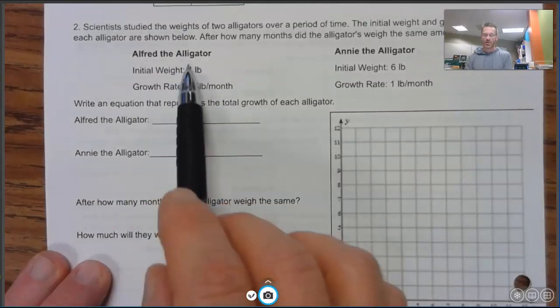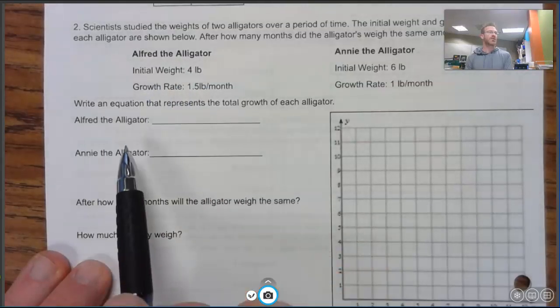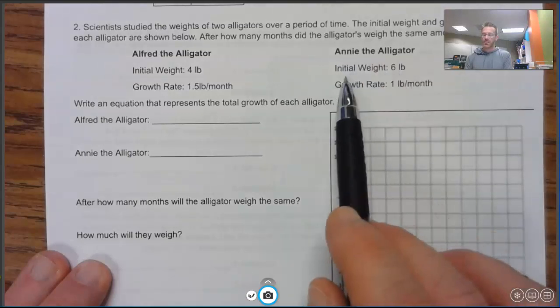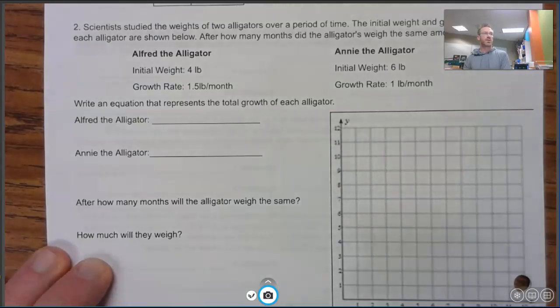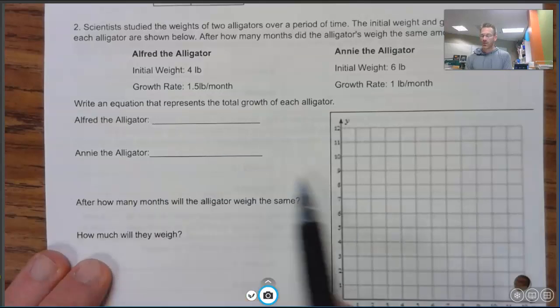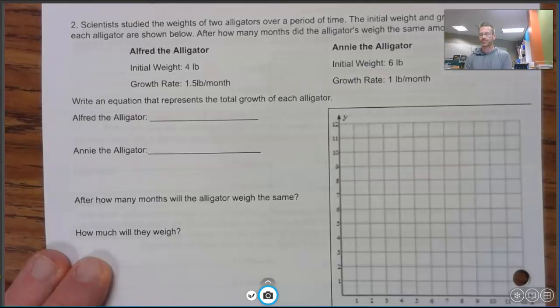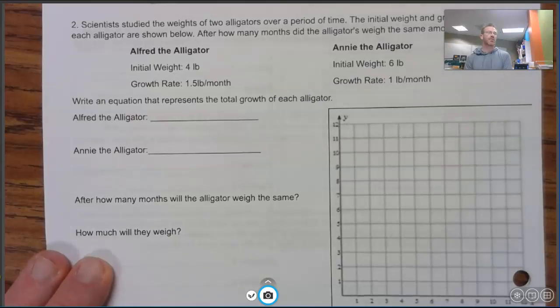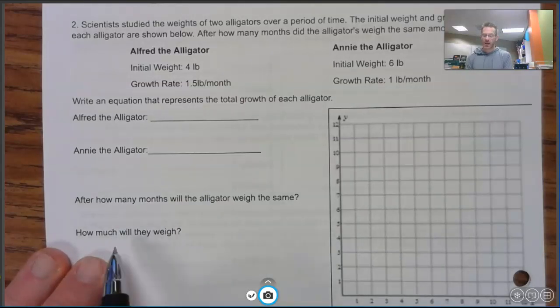And we have Alfred here who has an initial weight of 4 pounds, and his growth rate is 1.5 pounds per month. Then we have Annie whose initial weight is 6 pounds and her growth rate is 1 pound per month. So once again, I want you to pause the video. I want you to write the equation for Alfred and Annie. Then I want you to graph both equations and find that point of intersection. And then we'll see how you interpret that point of intersection in regards to the solutions that we want as far as how many months and then how much will they weigh. So go ahead and do that.